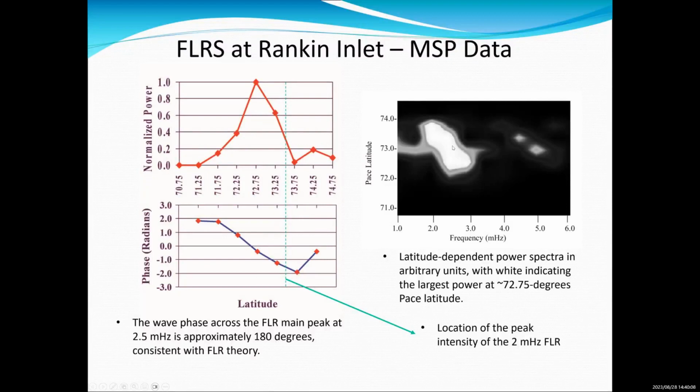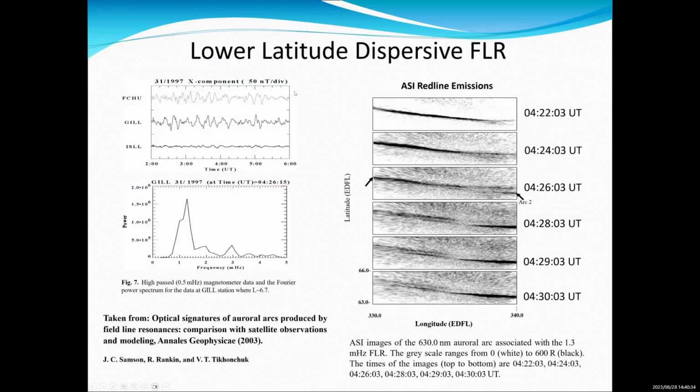But from the MSPs, you get the same information as you do from magnetometers and all-sky cameras, which is that you can construct the amplitude and phase from measurements of the particle precipitation causing emissions at a particular wavelength. This is another example. Now we're looking at latitudes corresponding to roughly geosynchronous orbit. There are some magnetometers in Canada. One is at Gillam, the other is Fort Churchill Island Lake. These are just three of many.